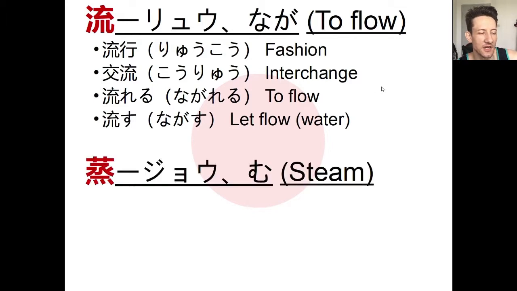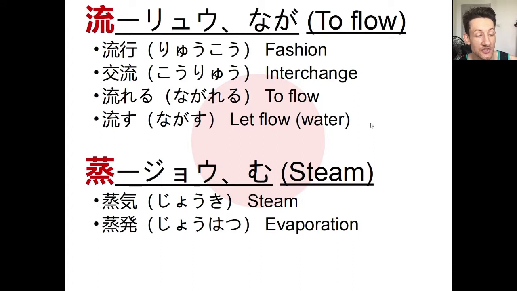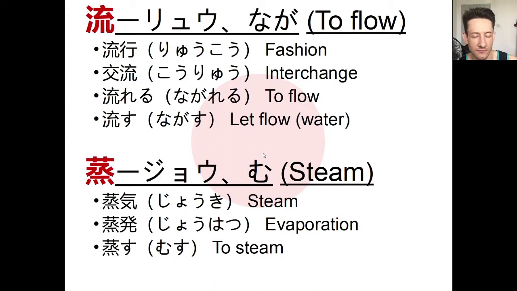Next, we saw this character means like to steam, 蒸 or 蒸す. So we have 蒸気. So here we have, steam, and this character means like, energy, right? So pretty easy to see. 蒸気, steam. 蒸発 is evaporation. So that's a really, really good vocabulary word. And as a verb, like I said, 蒸す means to steam.